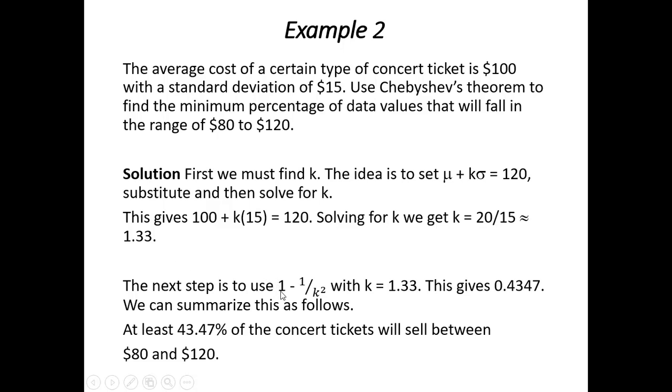Next, we'll use our 1 minus 1 over k squared formula with k equals 1.33. When we work this out, we'll get a probability of 0.4347. Now we could summarize and state that at least 43.47% of the concert tickets will sell between $80 and $120.